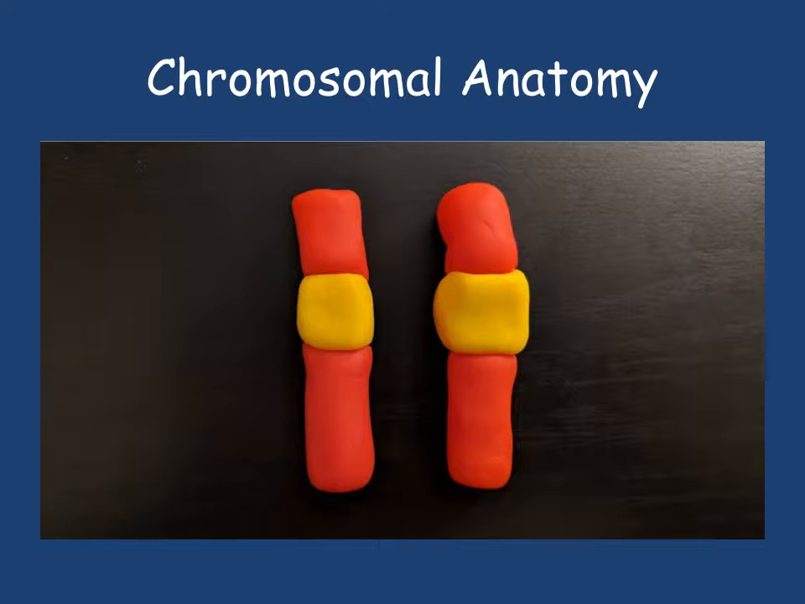Now, do you notice how the portion of the chromatid above the centromere is shorter than the portion below? This short portion is called the P-arm. Conversely, the long portion is called the Q-arm.